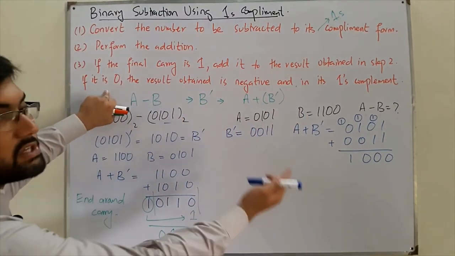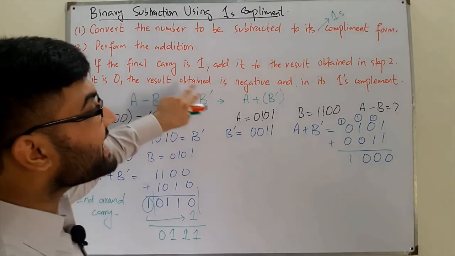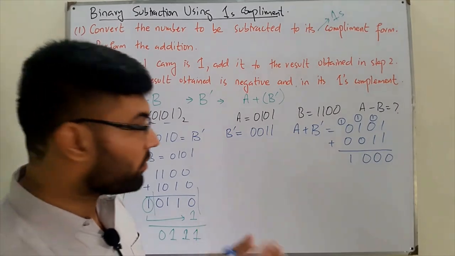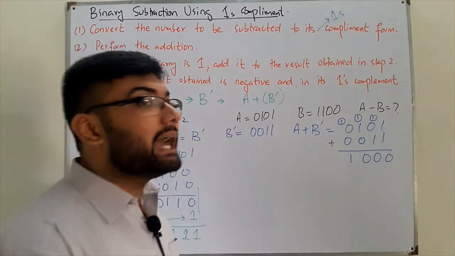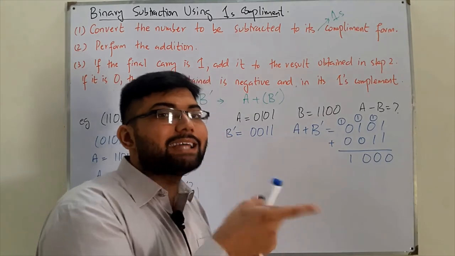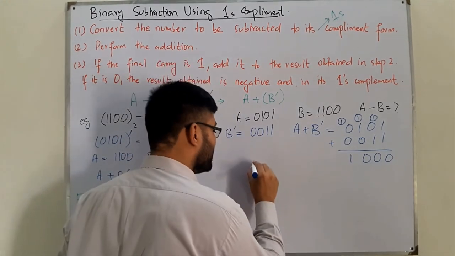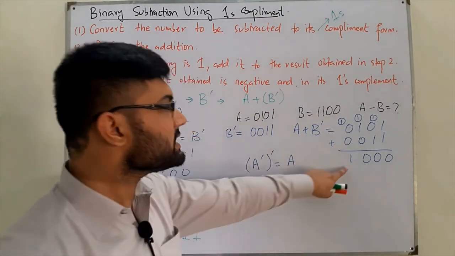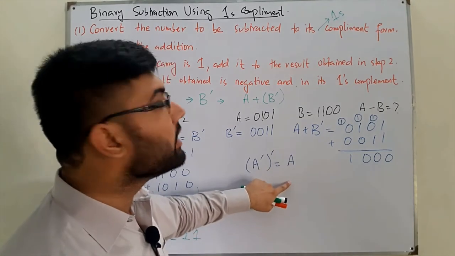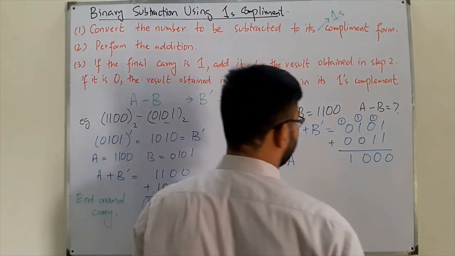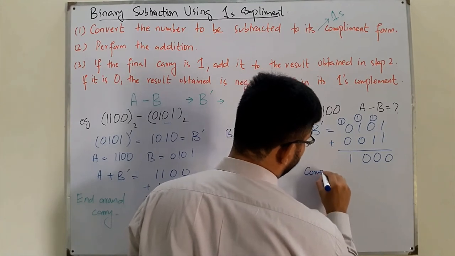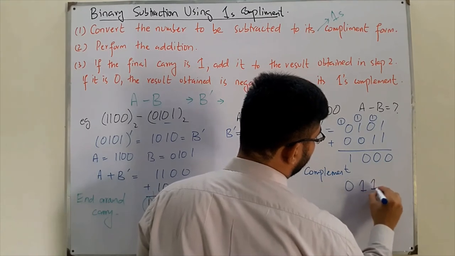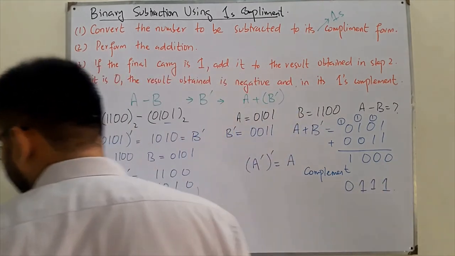Now this is the second case. If the final carry is 0, we don't have a final carry, so the result obtained is negative, and it's in 1's complement form. If you take the complement of a number once, it is its 1's complement. And if you take the complement of this 1's complement again, it's back to the same number, as we've seen previously: the complement of A's complement is equal to A. Now, this result isn't in pure form, it's in complement form. You take the complement, and this would be the pure number. The complement of this number is just inverting the bits, so it would be 0111. And that is the answer, right?